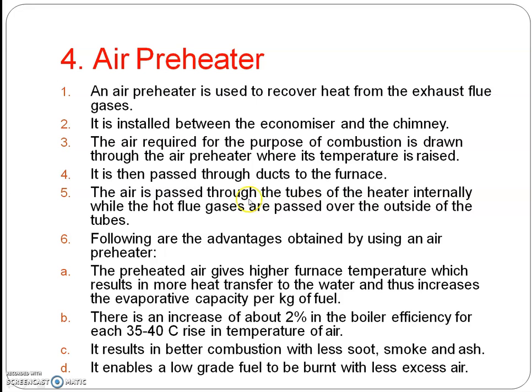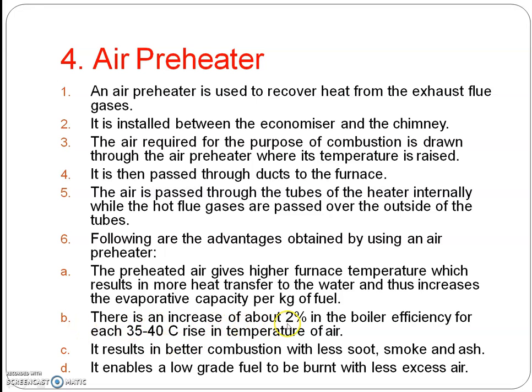The air is passed through the tubes of the heater internally, while the hot flue gases are passed over the outside of the tubes. The following are the advantages of using the preheater. The preheated air gives a higher furnace temperature, which results in more heat transfer to the water and thus increases the evaporative capacity per kg of fuel.